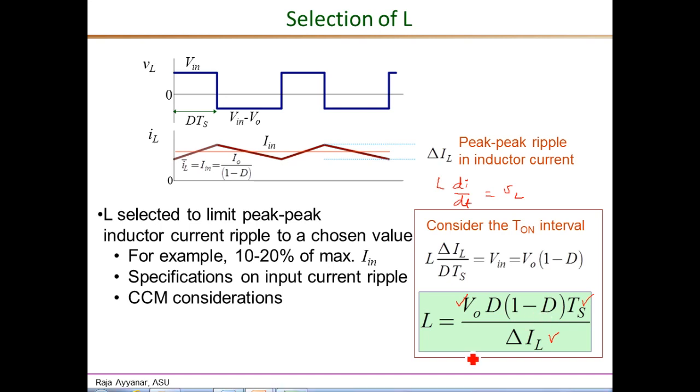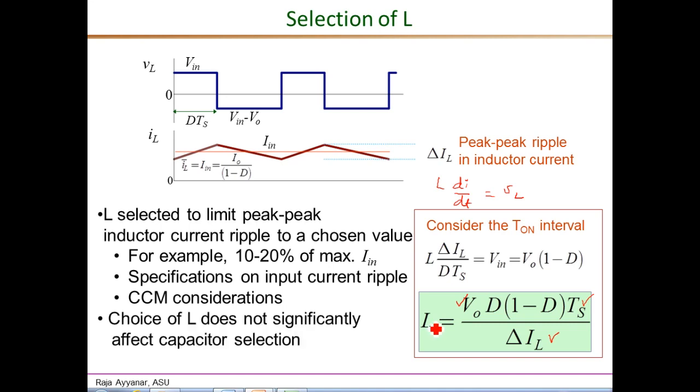Now exactly what value of D should be substituted in this expression to determine L, that is something that we will discuss in the next slide. But before that, I wanted to highlight one very important point. That is, in a boost converter, the choice of the L, which comes from the choice of the delta IL.